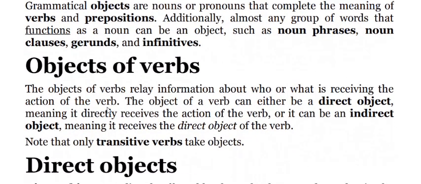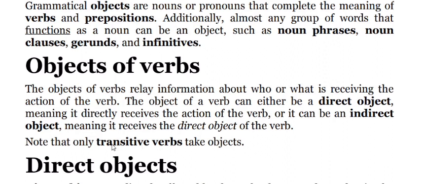Now, objects of verbs. The objects of verbs relay information about how or what is receiving the action of the verb. The object of a verb can either be a direct object, meaning it directly receives the action of the verb, or it can be an indirect object, meaning it receives the direct object of the verb. Note that only transitive verbs take objects.